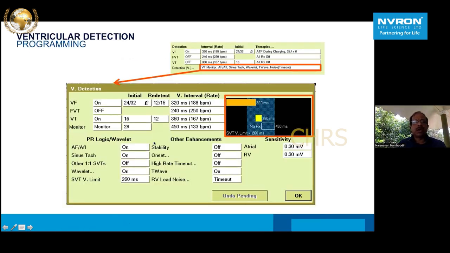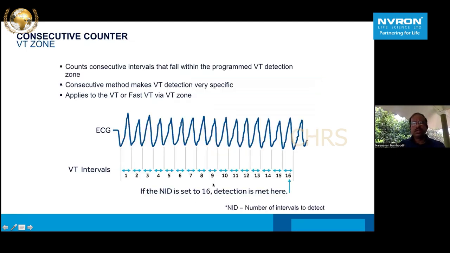Beyond that, it also depends on how many intervals we need to find. If you have an ectopic, it would still fall into this 240 milliseconds or 360 milliseconds interval. But you also need a number needed to detect. This is 16 in this case. For redetection, it is 12. So the number needed to detect, and the duration of the interval, is the way a tachycardia is defined here. You can see that in the window on the right side. The number of intervals needed to detect, NID, is 16. So the detection is made here, and then it goes to therapy.